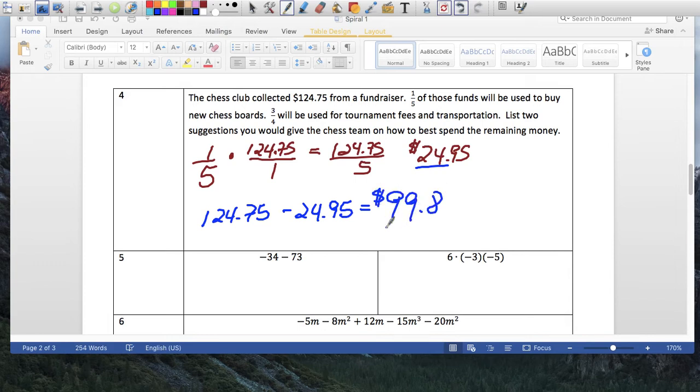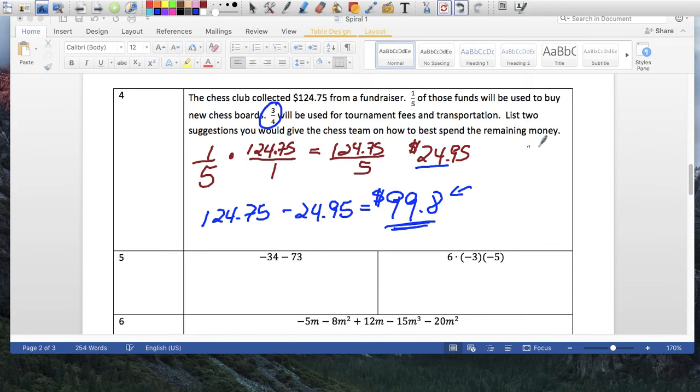Now, from this balance, what I have here after I bought chessboards, 3/4 of this money will go for tournament fees and transportation. So maybe the chess team has to take the bus, buy Metro cards, pay some entry fees for tournaments, and so let's figure out how much that is.